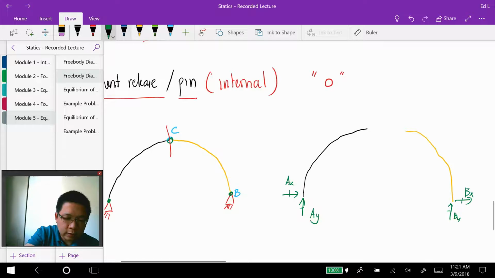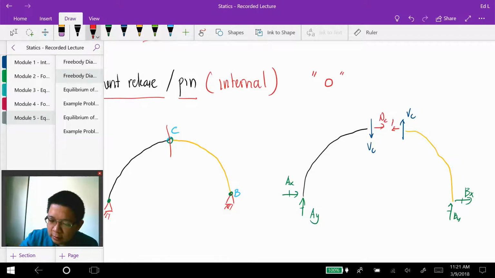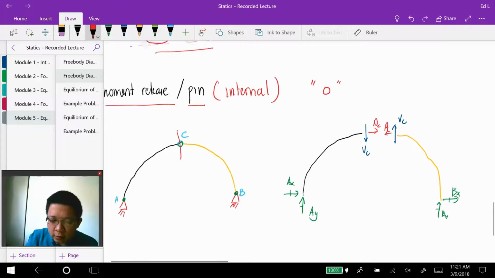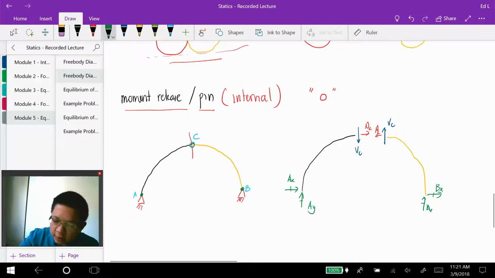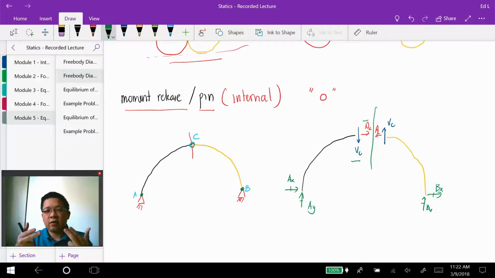BX. Then here I will see internal connection forces in the vertical and horizontal direction. So we will have VC and NC at C. The reason why we only have two internal forces, VC and NC, is that this internal pin can transfer the shear and axial force between these two members connected together. However, it is not able to transfer moment.